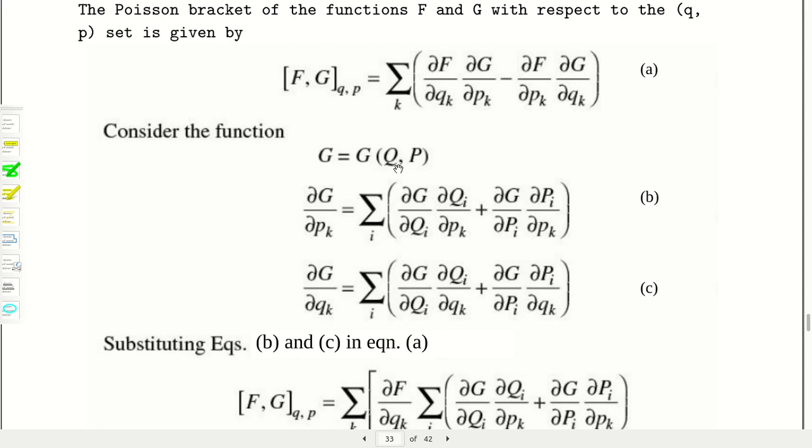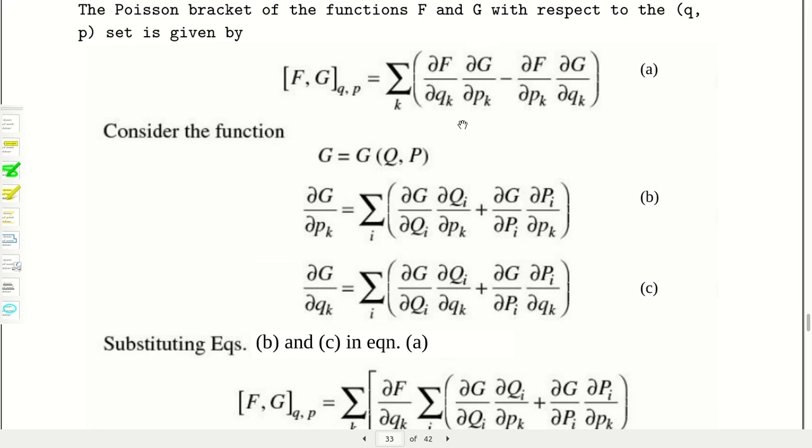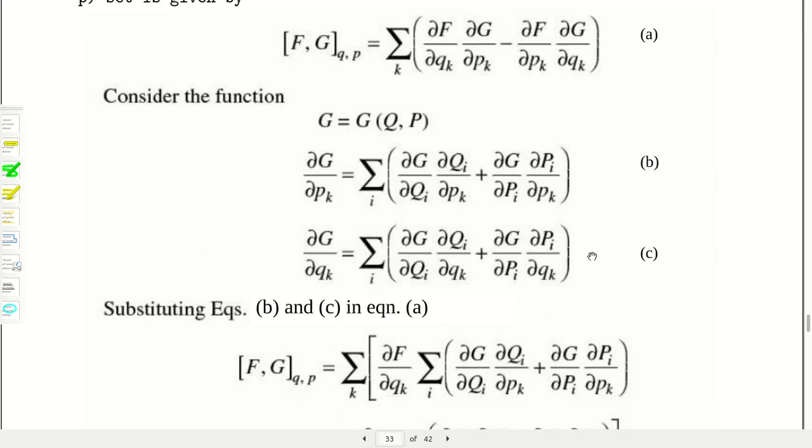g is a function of Q and P. There is a summation. Q is not a single Q; there are n number of Q's and n number of P's. So del g del p_k will give you del g del Q_i into del Q_i del p_k plus del g del P_i into del P_i del p_k. A simple chain rule has been followed. Similarly, del g del q_k will be evaluated. So these are equations B and C. Now substitute equations B and C into equation 1. In place of del g del p_k, put this formula, and in place of del g del q_k put the formula C.